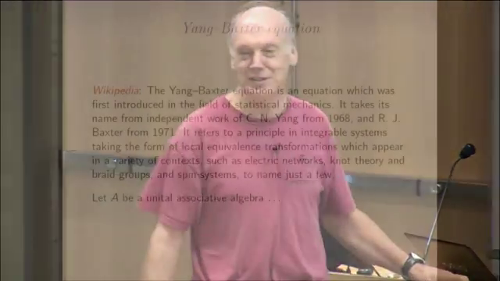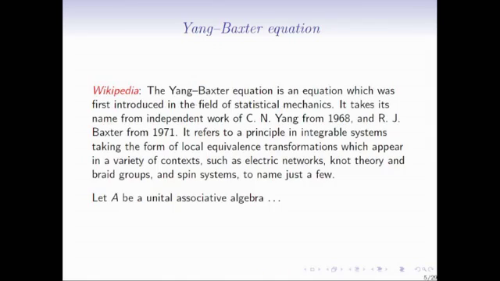But Wikipedia really, in my opinion, takes the biscuit. I don't know who wrote this. Is the author of this Wikipedia page in the room? I doubt it. So it starts off pretty well. This is the introduction, the blurb at the top that's supposed to be something the bus conductors can understand. And it says the Yang-Baxter equation is an equation which was first introduced, la-di-da. Yang-Baxter refers to a principle in integrable systems, taking the form of local equivalence transformations that appear in a variety of contexts. And you think, well, electric networks, that sounds pretty good. Knot theory, I know about that. Spin systems, I'll be able to understand this article. And then it moves on to the next line and accelerates into hyperspace.